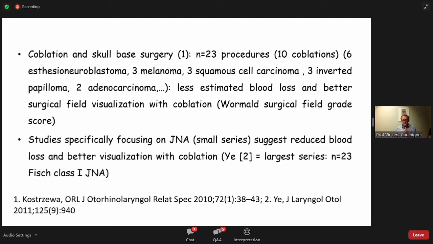There are also a few studies focusing on juvenile nasopharyngeal angiofibromas. Most of them are small case series. The largest series published regarding this specific topic was published by Yi in 2011. There were 23 cases of JNA, rather small ones. And this study found a reduced blood loss and a better visualization using coblation.